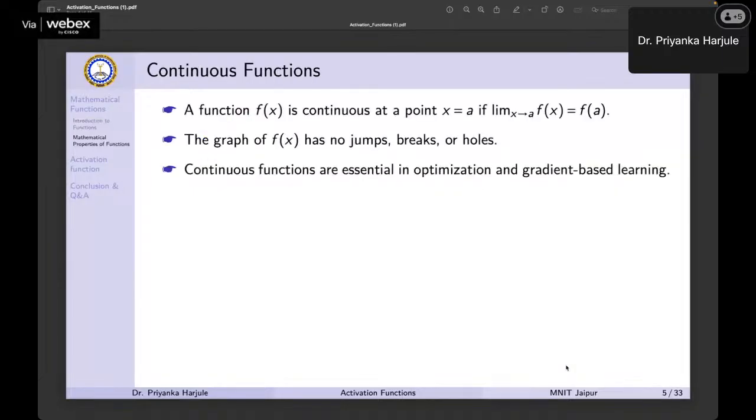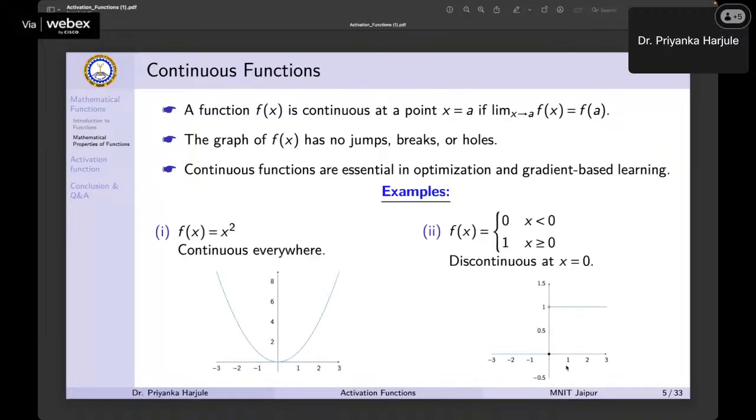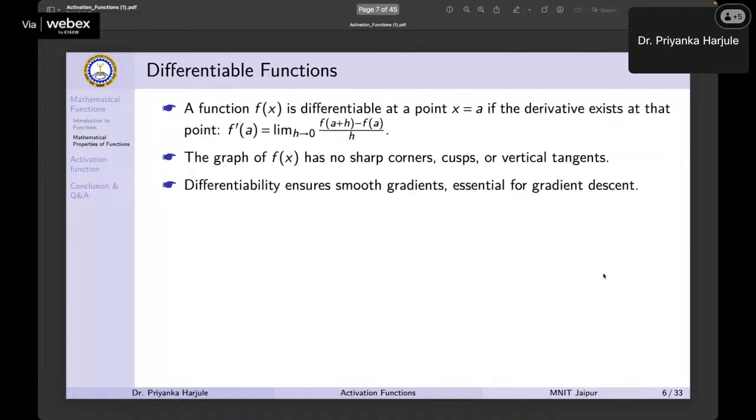Now next is the continuity. Okay. This is again essential, especially in optimization and gradient based learning. A function is said to be continuous at a point if its limit of f of x as x tends to a is equal to the function's value at that point. That means the function doesn't have any jump or break. The graph is continuous and has no jumps. As you can see here, this is a continuous function and this is a piecewise continuous function. Okay. Continuity again is a foundation for what we are going to see next.